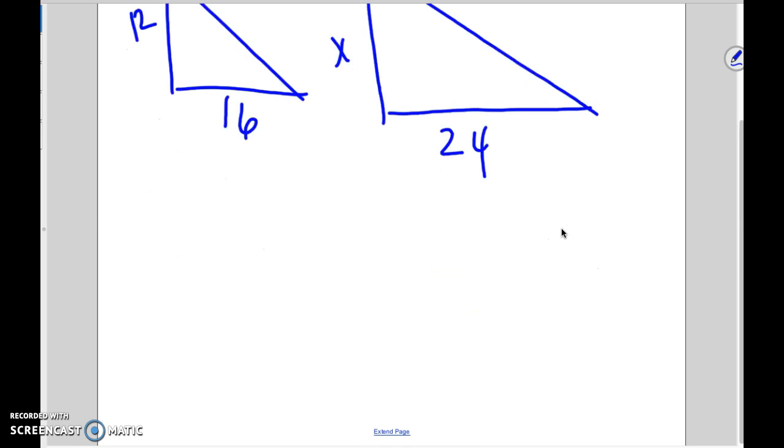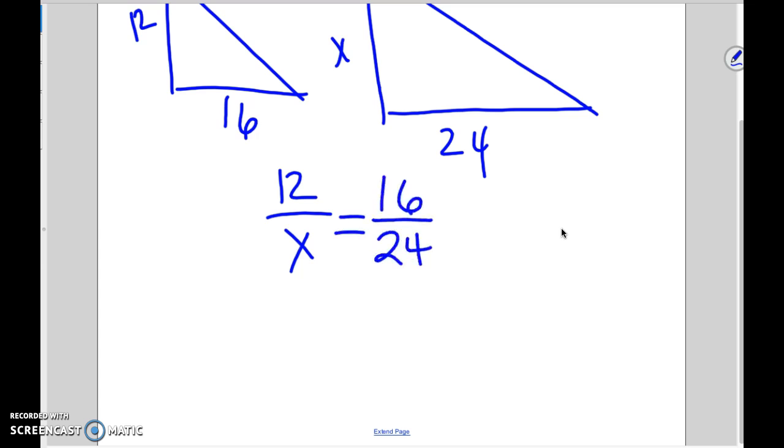So we actually work this one out. 12 will correspond to x, just like 16 corresponds to 24. Now 12 and x are corresponding because they're in the same place, even though they're on different triangles, they're the same shape of triangles, and 16 is in the same place as 24.